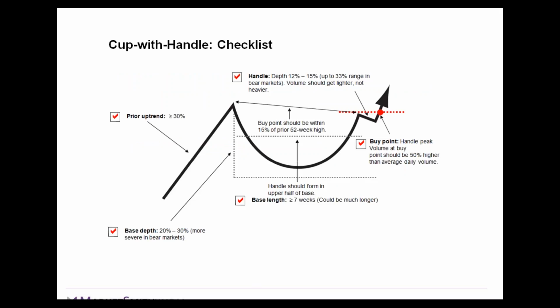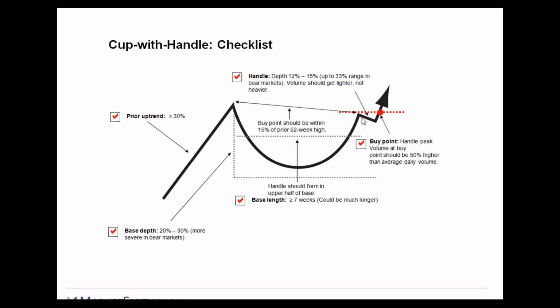These are the characteristics of any cup with handle pattern. A stock should have a prior uptrend of 30%. That is to say, the stock should be in a rally before it consolidates and forms a pattern. So this is the prior uptrend of more than 30%. Then after reaching the peak, the stock will consolidate and the base depth will be 20 to 30%. Depth is nothing but the consolidation that the stock undergoes over a period of time. The length of the base should be more than 7 weeks. That is, a cup with handle pattern should last for more than 7 weeks. A stock should have enough time to consolidate and form a pattern.